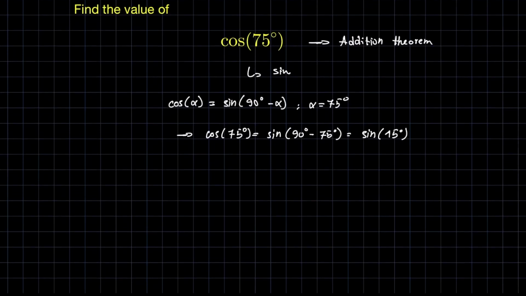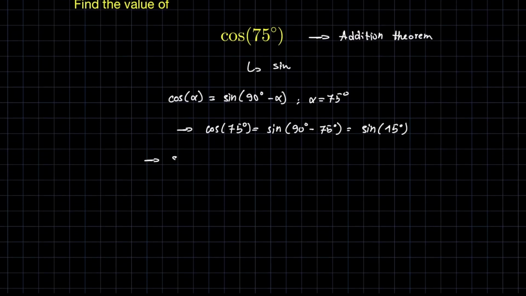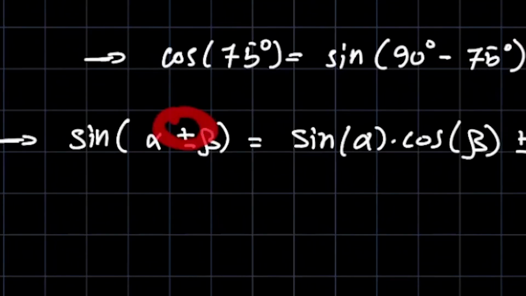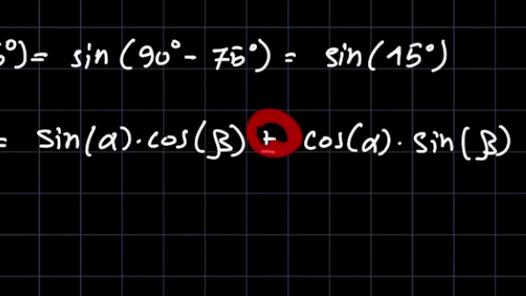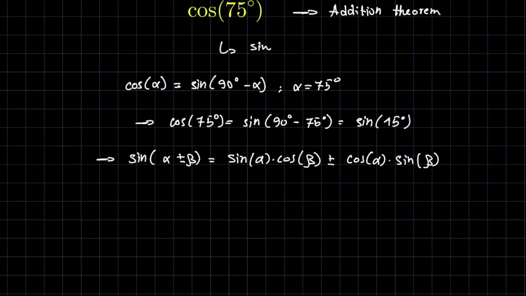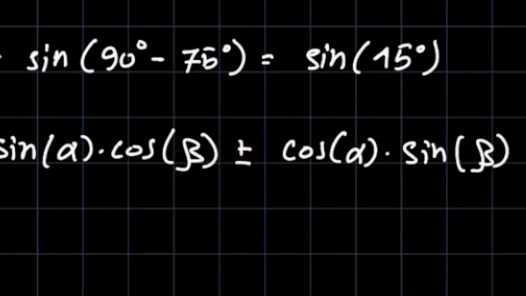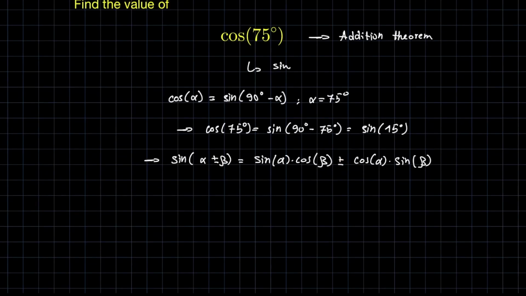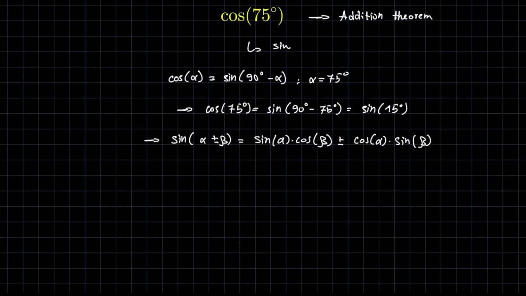My addition theorem for sinus says I can have sinus of alpha plus minus beta, and that would be equal to sinus of the angle alpha times the cosinus of the angle beta plus minus the cosinus of the angle alpha times the sinus of the angle beta. If I were to have a plus here, then I would have a plus on the other side of the equation, and vice versa. If I were to have a minus here in the expression, let's say sinus alpha minus beta, then I would use the minus or negative sign on the other side of the equation.